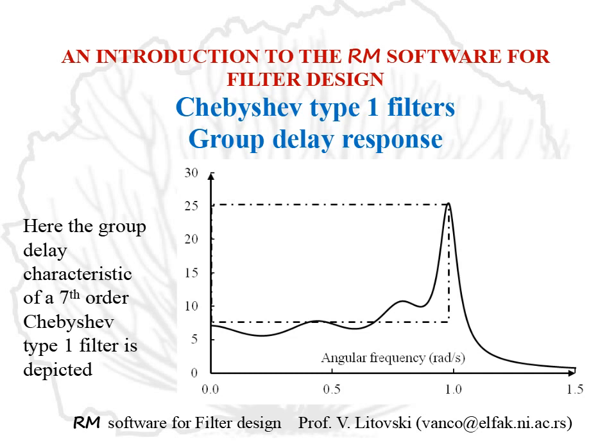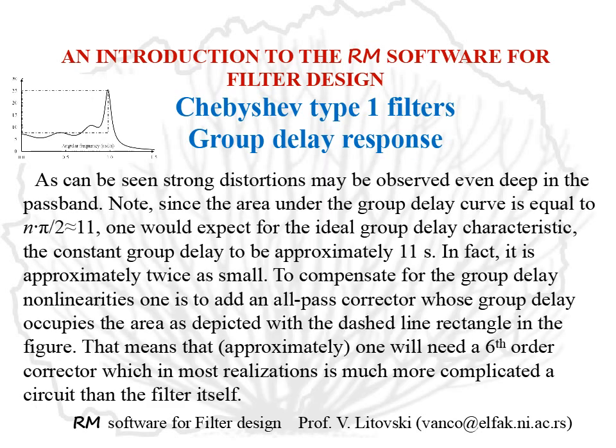A specific aspect of designing selective filters is their group delay. Here, the group delay characteristic of the 7th order Chebyshev type 1 filter is depicted. As can be seen, strong distortions may be observed even deep in the passband.